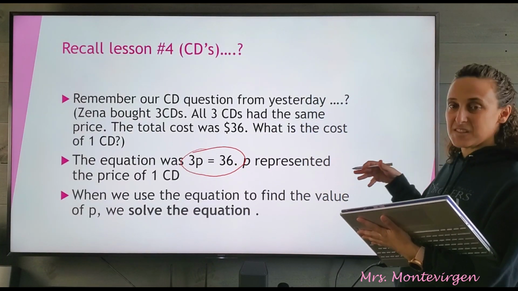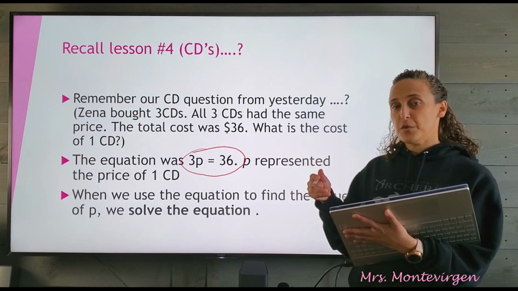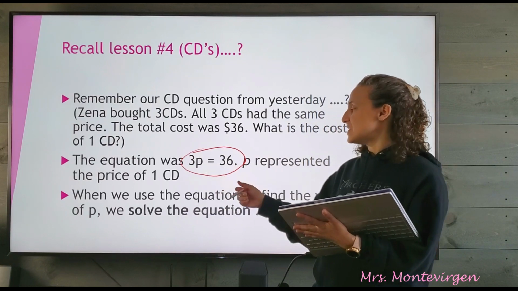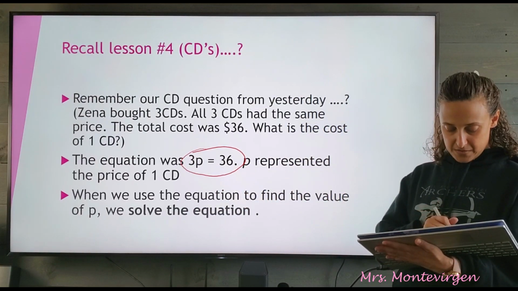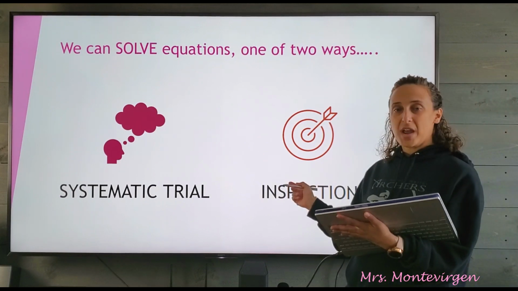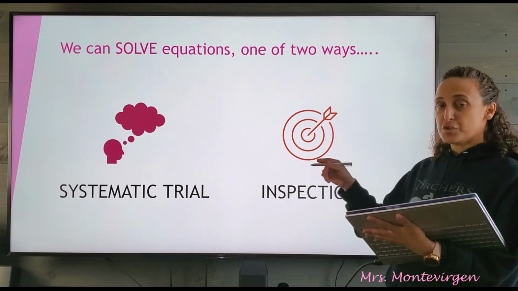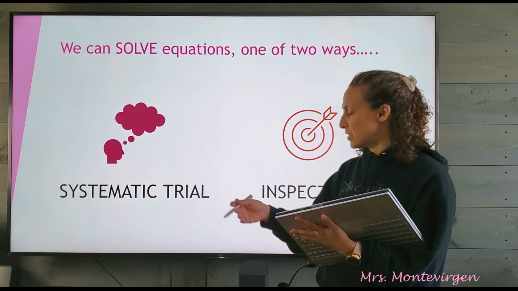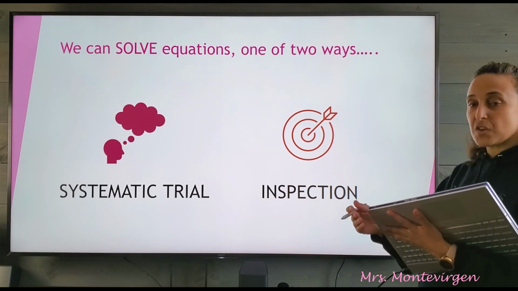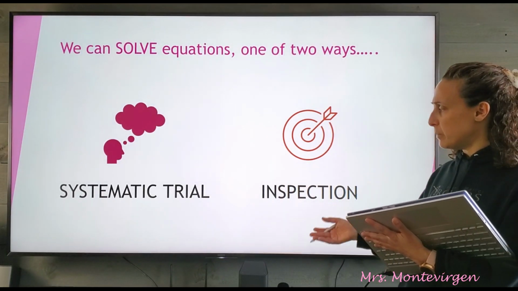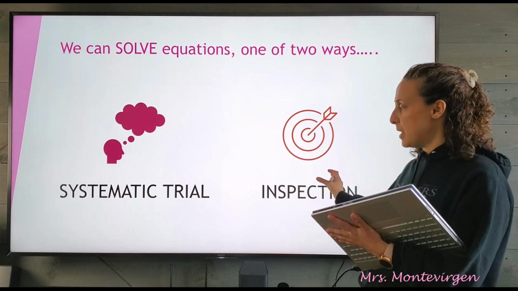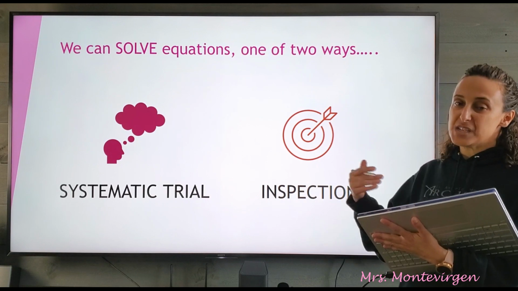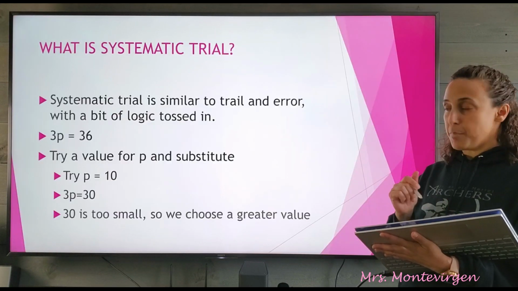So the purpose of this lesson now is to talk about a few different strategies that people use in order to solve that variable, in this case, whatever p is. Now, there are 2 ways that you need to know in terms of how to actually solve for that variable. The first method is known as systematic trial, and the other one is called inspection. Now, between you and me, one is going to become one that you're going to be relying on more than the other strategy, but I did want to show you what both were.